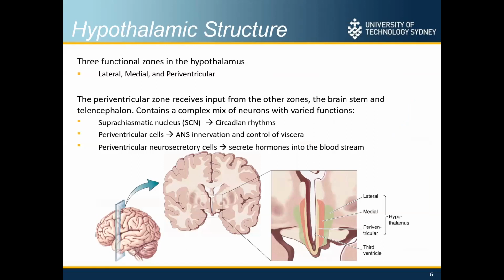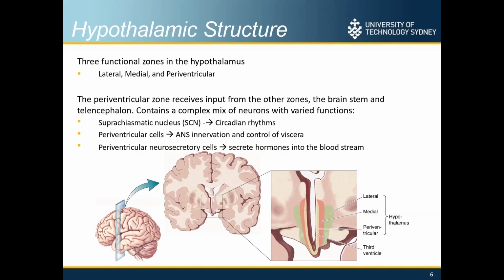When we look into the hypothalamus more deeply, the structure can be broken down into three functional zones. You've got the lateral area, the medial area, and the periventricular zone. For the purpose of this lecture, we'll delve into the periventricular zone more as opposed to the other areas. Now, the periventricular zone receives input from other areas, including the brainstem and the telencephalon.